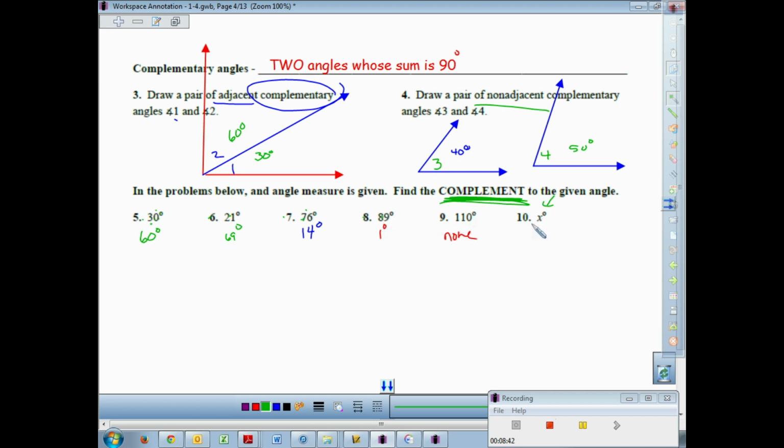If I give you an x degree angle, what is the complement to it? This one was 90 minus 30. This one was 90 minus 21. This one was 90 minus 76. This one is 90 minus 89. So any angle that I give you, how do you find its complement? 90 minus x as a quantity, degrees. It's not x minus 90. It's 90 minus x, right? Just put in for whatever you want x to be. Now, sometimes it can't happen because that's bigger than 90. But in general terms, the complement to any angle is 90 minus that angle measure. Sound okay? That's complementary.